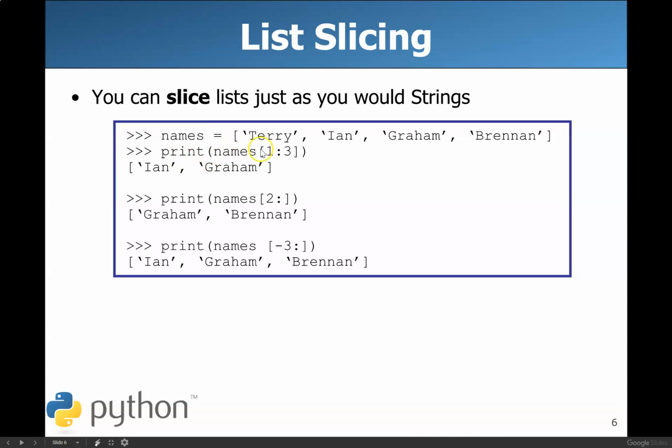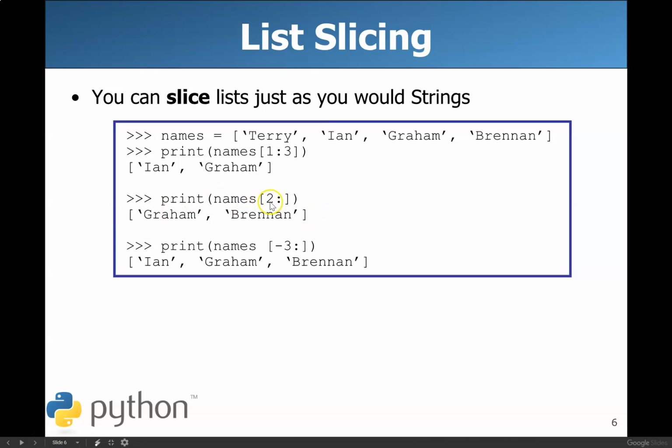So print names, square bracket, starting at 1, going to 3, which we know will only go to 2. It starts with index 1. Terry's 0, Ian's 1, so it's going to print Ian, and then the next one, Graham, and then it knows to stop at the third one. So 0, 1, 2, 3. Because I told it only to go to 3, it actually stops before 3. It stops at 2. So that's a quirky little thing about Python: you've got to remember these slices only go to the number before the one at the end.